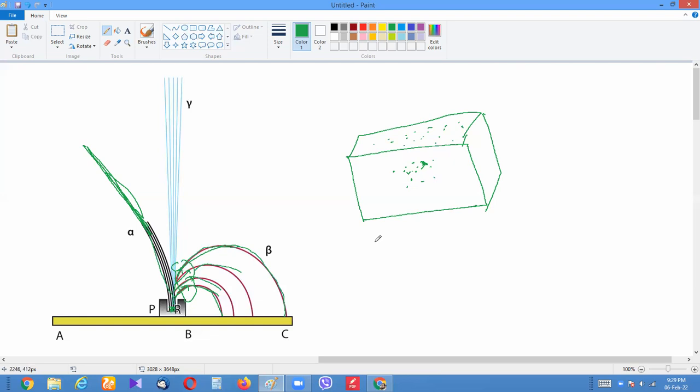Beta particles are electrons, which means atoms which produce beta particles exist somewhere within the depth of the material, and atoms which produce beta particles exist on the surface of the material. Many of these beta particles will still be able to penetrate through the material and eventually come out.